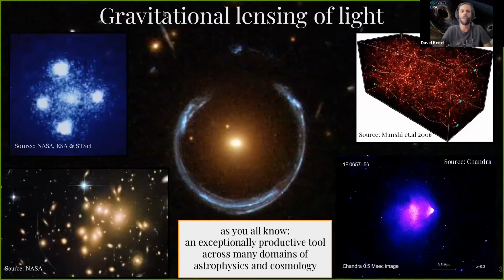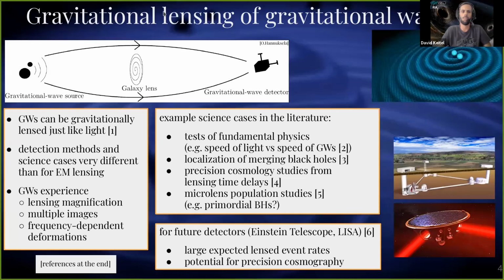Now, how do we detect those gravitational waves with gravitational lensing? As you all know, light or electromagnetic radiation lensing is an exceptionally productive tool across many domains of observational astrophysics and cosmology. But what about gravitational waves? Gravitational waves can in principle be lensed just like light. When there's a galaxy or other heavy mass between the source and us, the principle of equivalence tells us that gravitational waves themselves should also be deflected, the same as light.